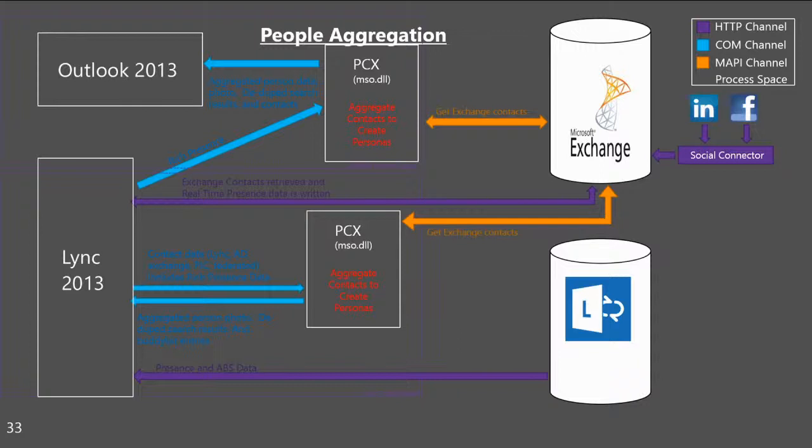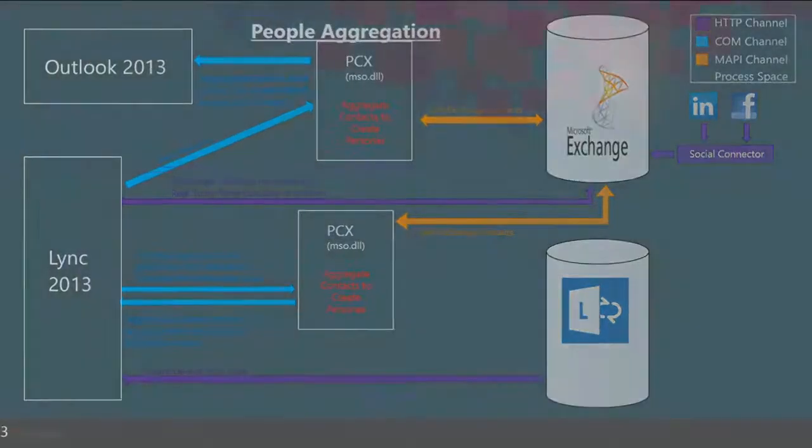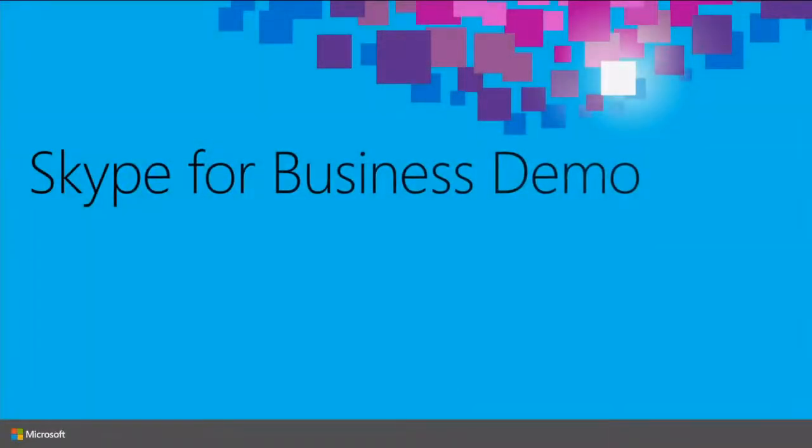As far as Exchange 2013 is used, both Link and Outlook could use the same store, and in that case, MSO would not even have to do the aggregation, and the experience would be much better actually. Any questions?